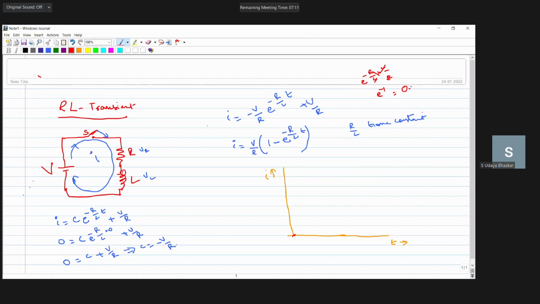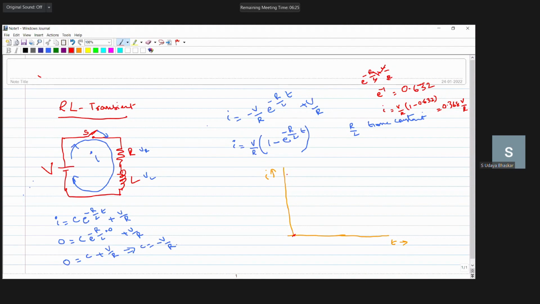That point is equal to e to the power of minus 1, which is 0.632. So if you substitute that value here, we get I is equal to V by R into 1 minus 0.632, that is equal to 0.368 V by R. V by R is nothing but I.